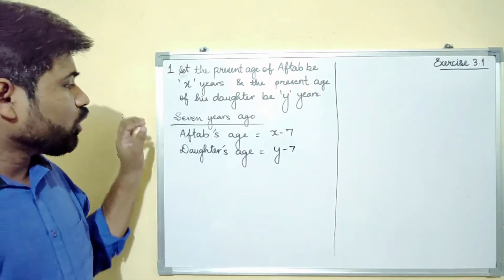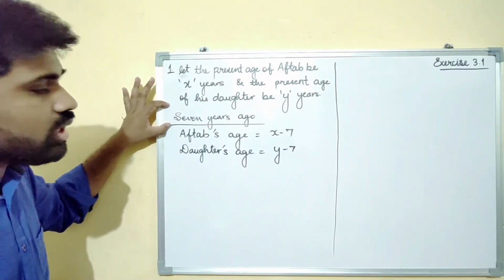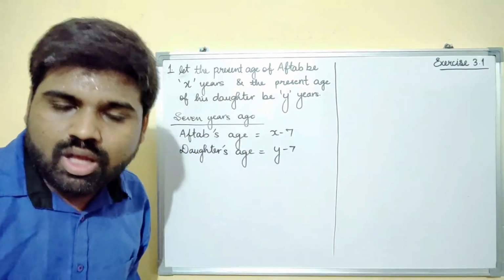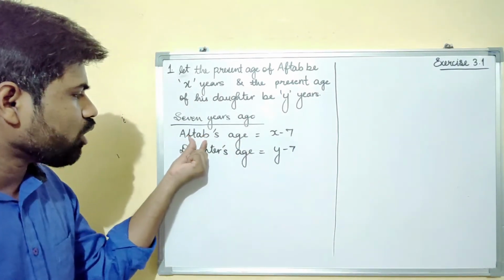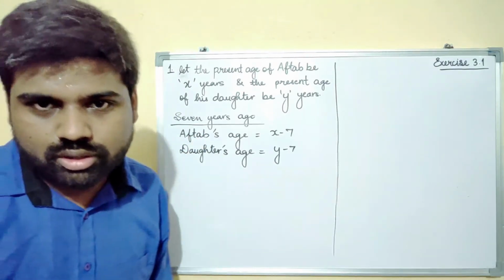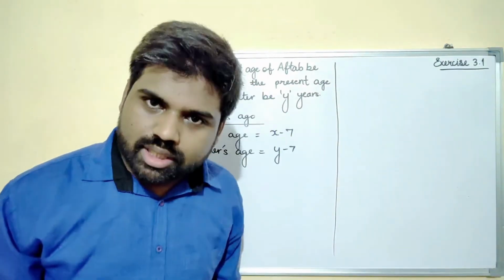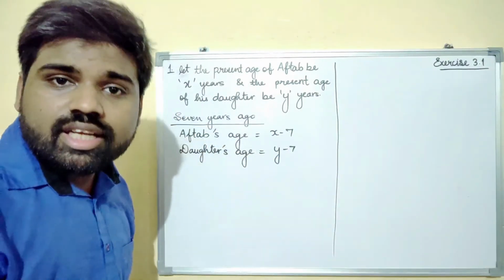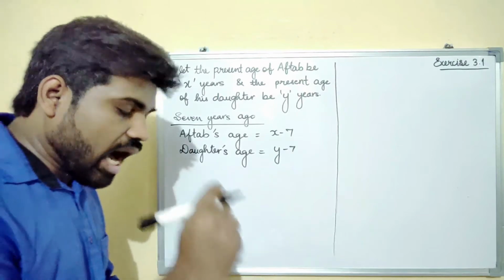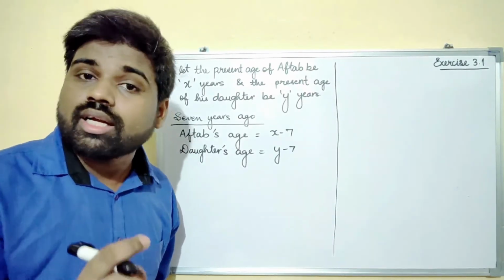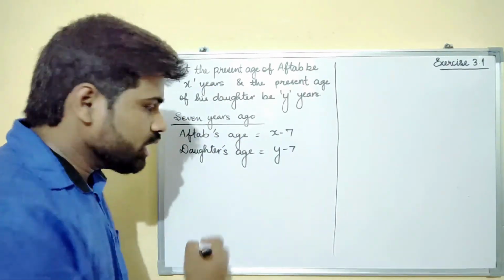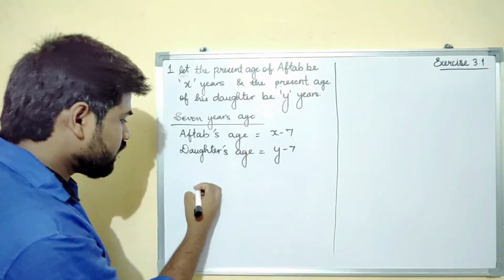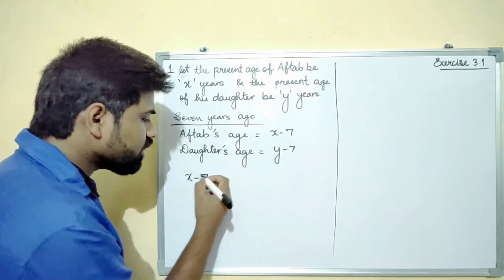What did I do? I found the phrase 7 years ago and then wrote it like the heading. After that, I found the ages of Aftab and his daughter. Now, read the question once again and do it according to the sentence, which says 7 years ago, I was. Who is I here? It is Aftab, right? So he is talking of his age, so his age will be x minus 7.